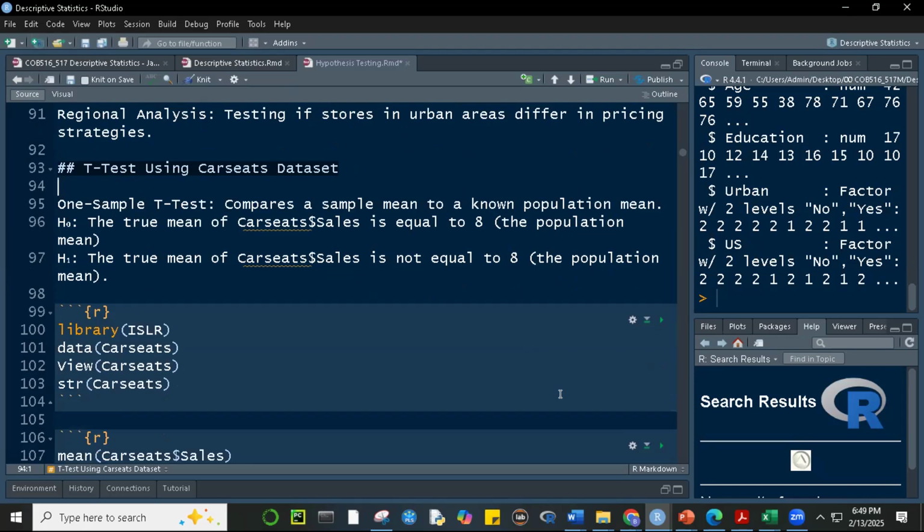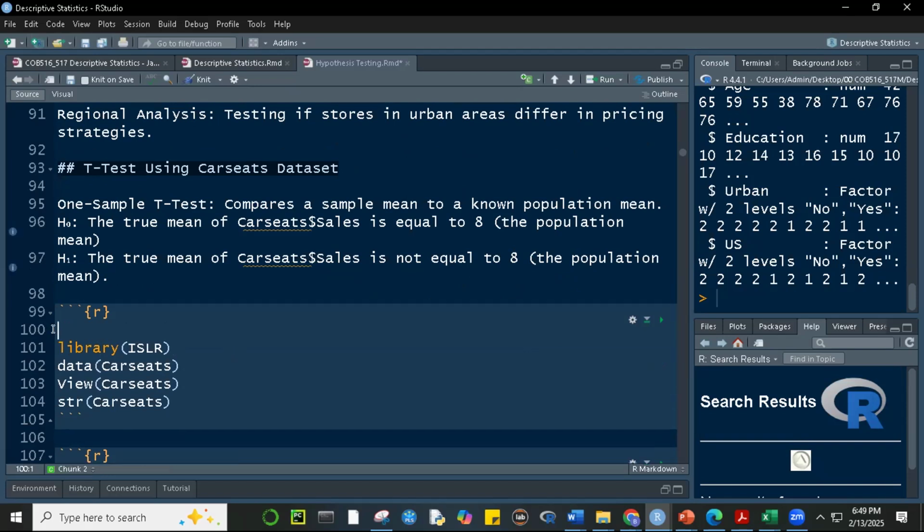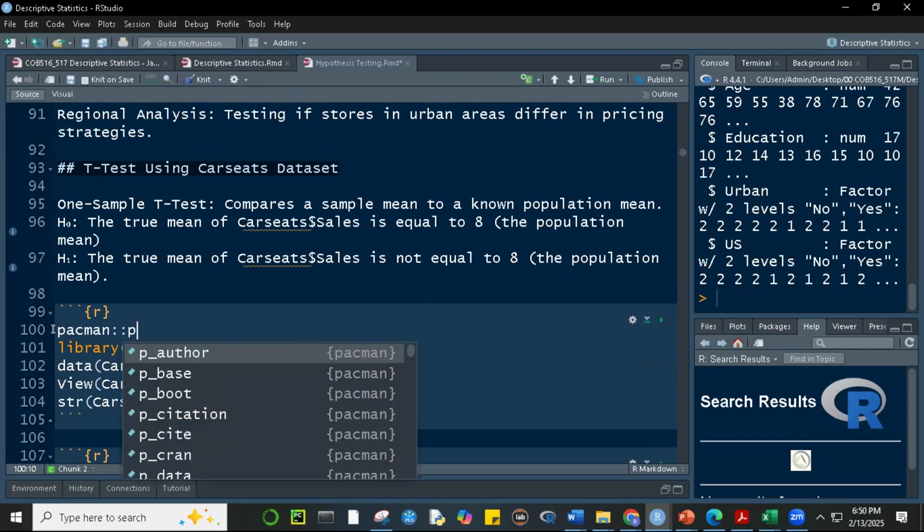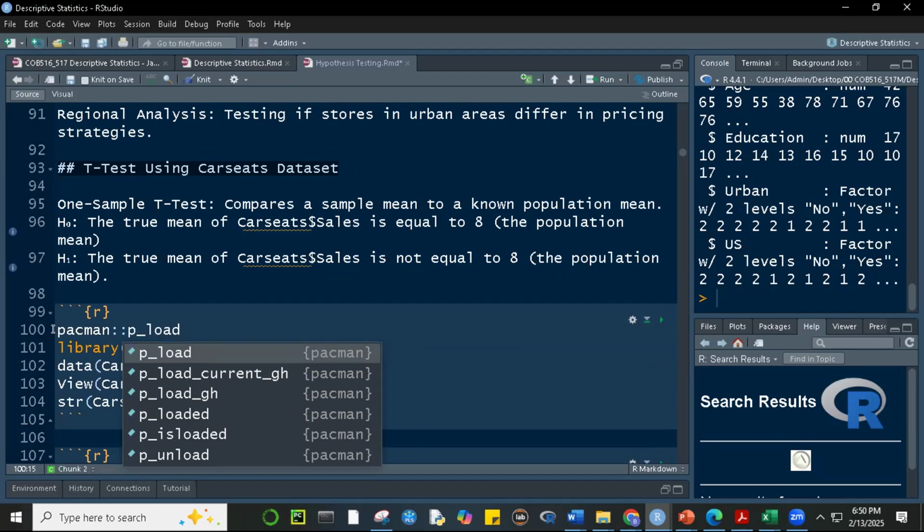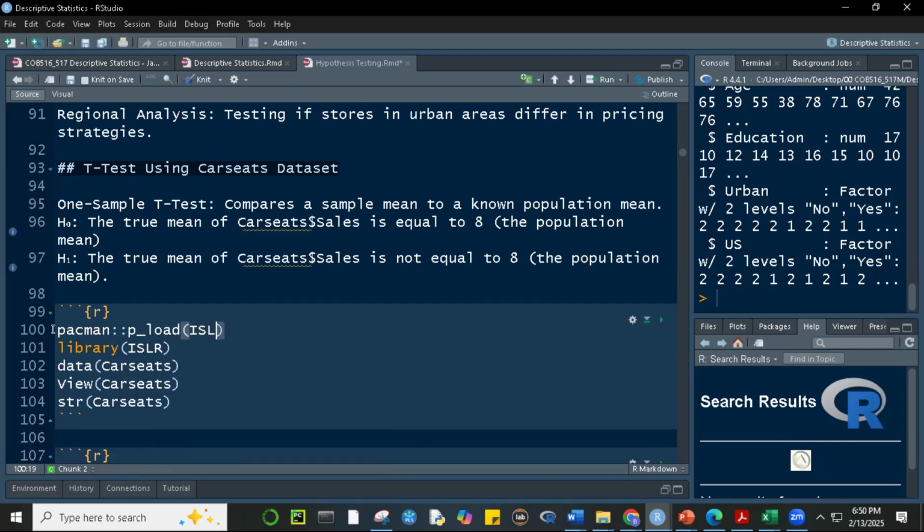Okay, so this one I didn't give you. I want you to write it. And perhaps let's use, do you have Pacman already? I'm going to explain first. Pacman, p_load. And then let's use this ISLR.